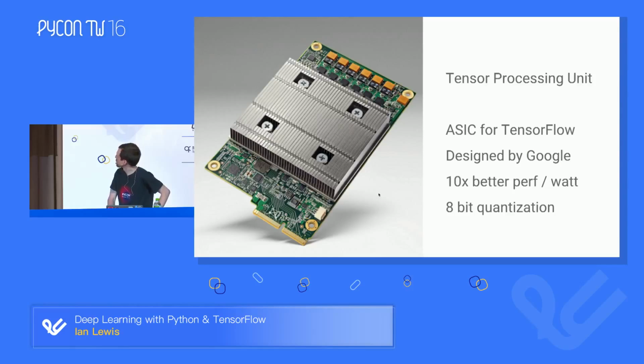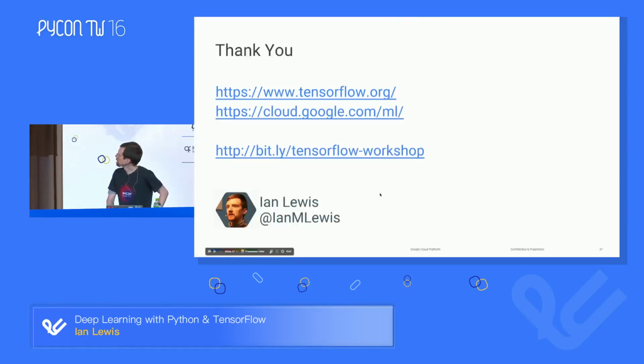And just another plug for the tensor processing units. This is the hardware that we're going to be using at Google that's specifically designed for machine learning. And this gives us a lot better performance per amount of electricity used, and for those of you that care, it's 8-bit quantization, which is pretty neat. So that's all I had for today.